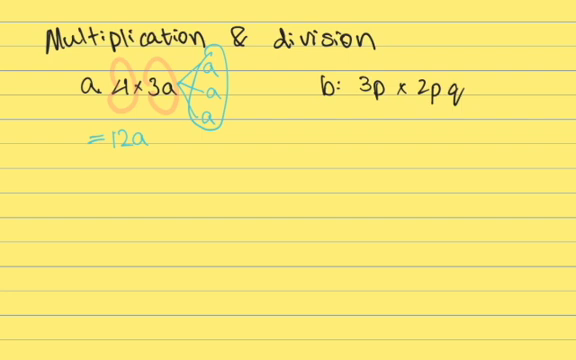Okay, question B, 3p times 2pq. Same as always, we just times these together, which equals 3 times 2 equals 6, and then the p's, so we times those p together, p squared. Last but not least, don't forget there's still a q here, so you need to put it in the answer. The answer is 6p squared q.